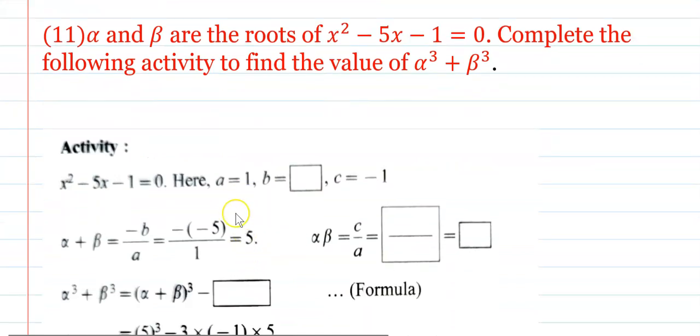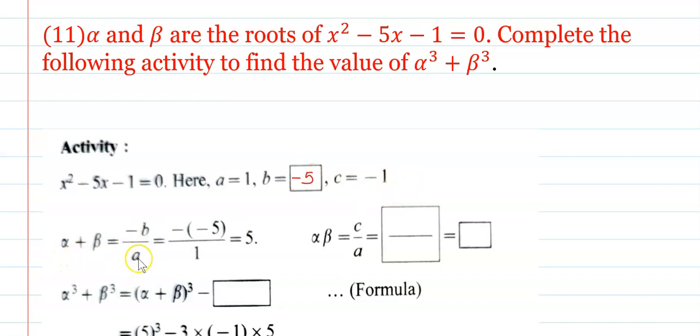Now, the next activity. Alpha and beta are the roots of x square minus 5x minus 1 is equal to 0. Complete the following activity to find the value of alpha cube plus beta cube. Okay. Now, here is the equation x square minus 5x minus 1 is equal to 0. Here a is 1, b is minus 5, c is minus 1.